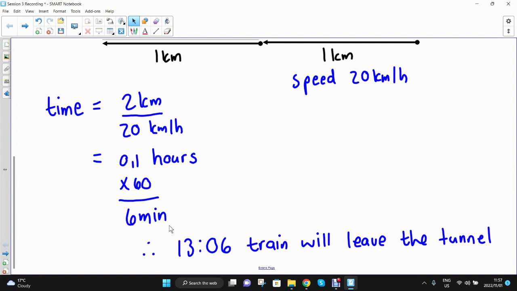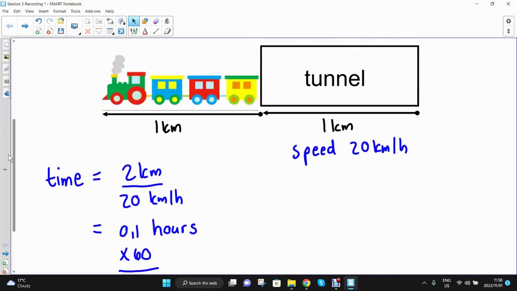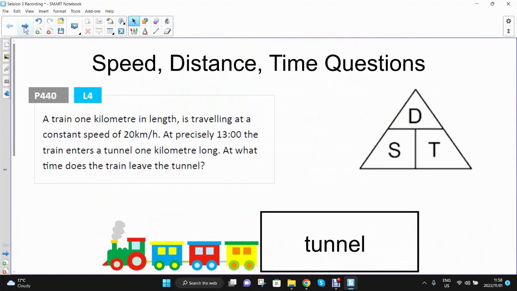Okay, for that distance. Now, if the train entered the tunnel at 1 o'clock and it takes 6 minutes for the train to get through the tunnel and out the other side, you just need to add 6 minutes to your 1 o'clock. Okay, so that's why your answer is 13:06. Okay, that is when the train will leave the tunnel. Right, let's go to problem number 2.